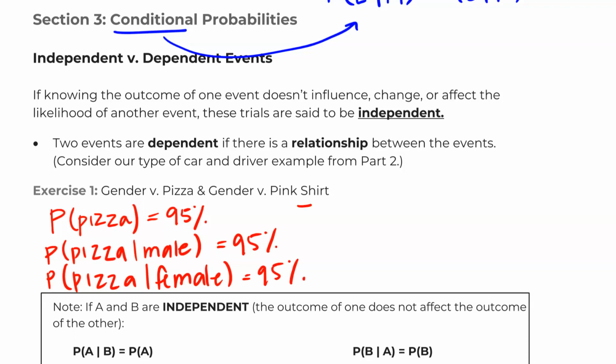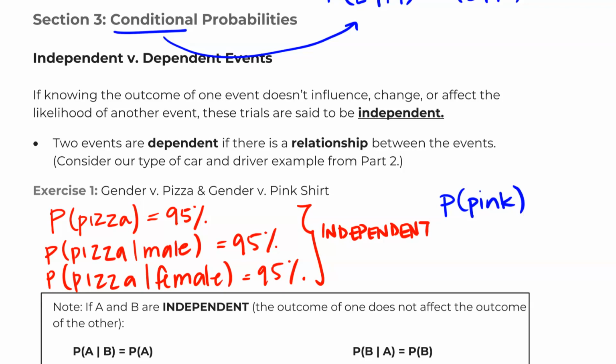So when these things are all the same, this is when we can say these events are independent. Knowing the gender of a person does not change our probability of them liking pizza. Now, on the other hand, owning a pink shirt, well, this is something that will change. So I'm actually going to use real data here because in your survey, you answered whether or not you had a pink shirt.